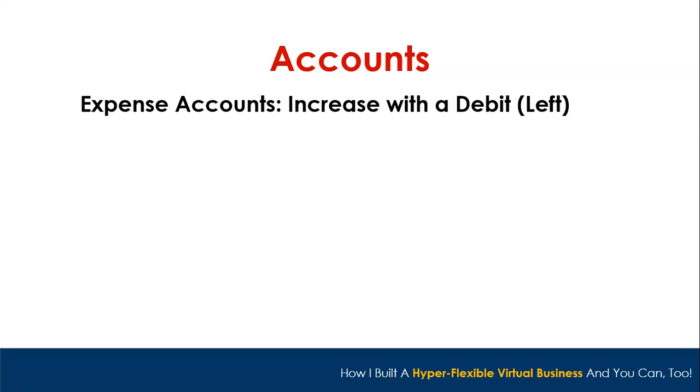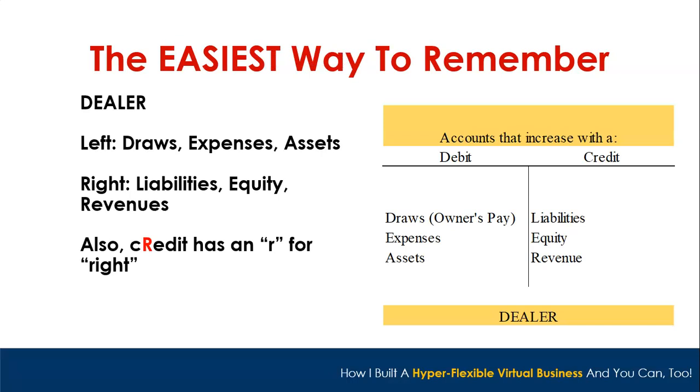So I promised that I would show you an easy way to remember this, and so here we go. My acronym for this is DEALER. So if you write out the word dealer, on the left-hand side of the word is DEA, draws, which are owner's draws, reducing their equity. It's when they take money out of the business. So owner's draws, expenses, and assets, those are the 3 account types that increase with a debit or on the left. So again, those letters are on the left-hand side of the word dealer.